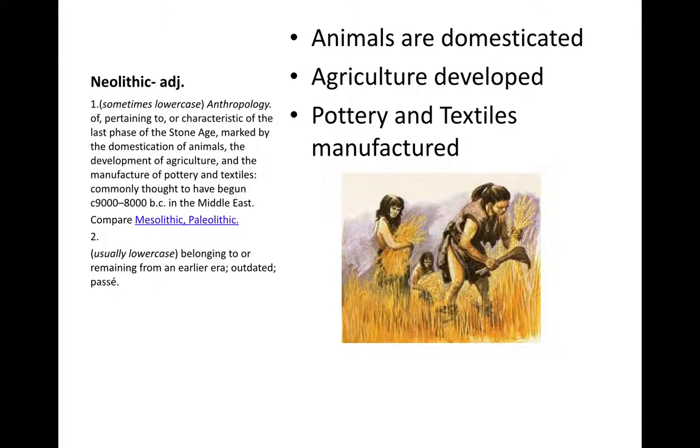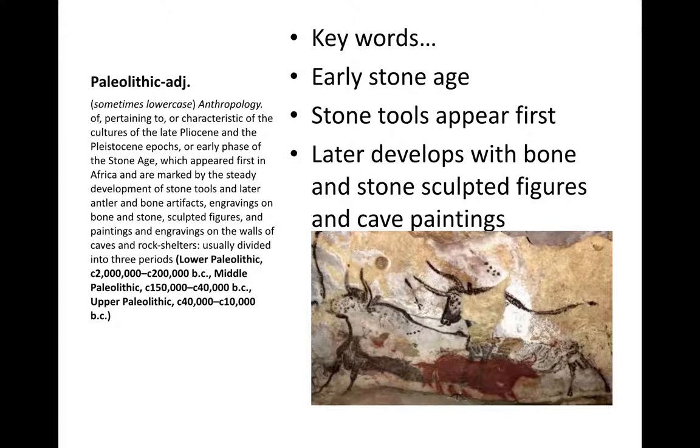A couple things to remember here. This is where we have the domestication of animals. This is where agriculture develops. And this is also where it is believed that pottery and textiles are starting to be manufactured. And if you look at the picture there, you can see the difference between the Neolithic and the Paleolithic.